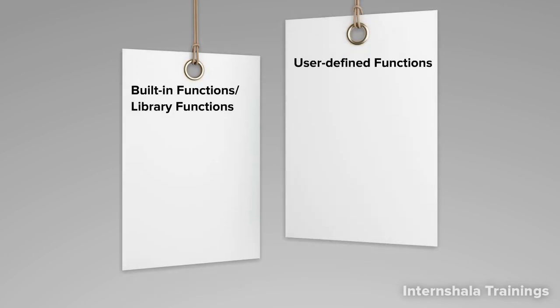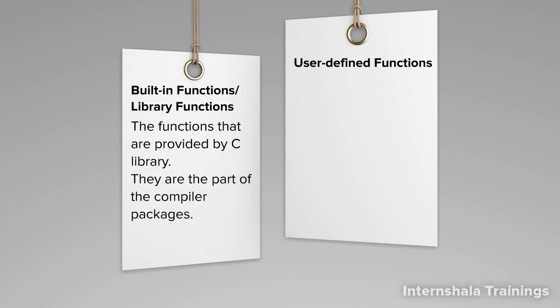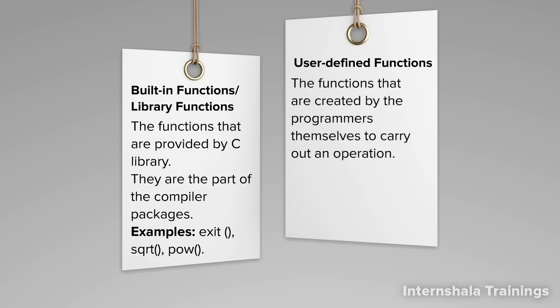Functions are of two types: built-in functions or library functions, and user-defined functions. Let's discuss them one by one. Built-in functions are the functions that are provided by the C library. They are part of the compiler packages. Exit, square root, and power are some examples of built-in functions. At times, programmers create some functions themselves to carry out an operation. These are called user-defined functions. In this tutorial, we will learn how we can create user-defined functions. We will refer to user-defined functions by the term functions only from now on.